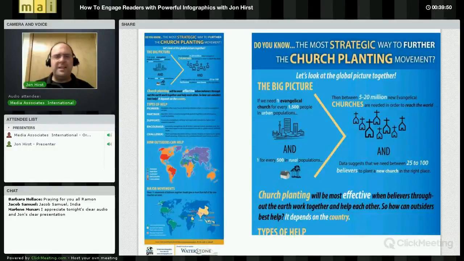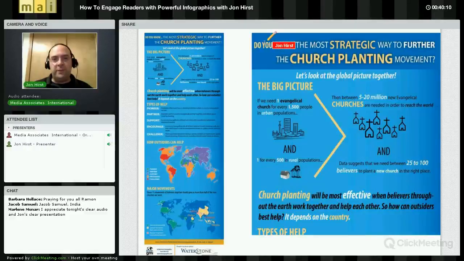Here's an infographic. The design isn't very good. This was one of our earlier ones, and the design isn't all that strong, but I want to use it as an example of story. This is an example using data about where the churches in the world need to be planted and who has what role in planting those churches.